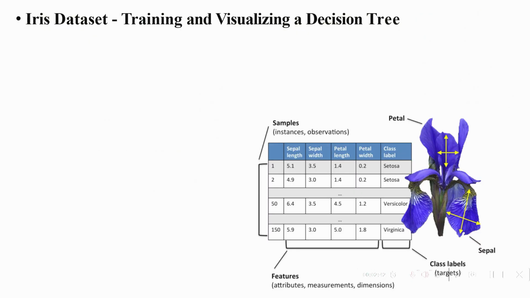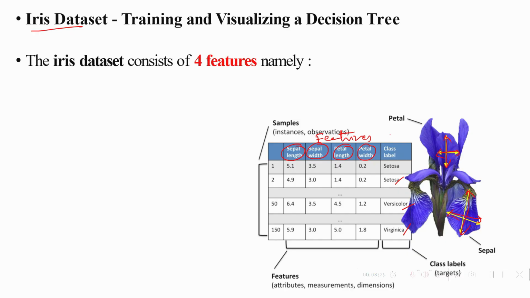The iris data set contains sepal length, sepal width, petal length, and petal width. These are the features, and the corresponding class labels are setosa, versicolor, and virginica. These are the three class labels. Here is the sepal length, the sepal width, the petal length, and the petal width. Based on these features, we are going to classify whether the given flower is a setosa, versicolor, or virginica.